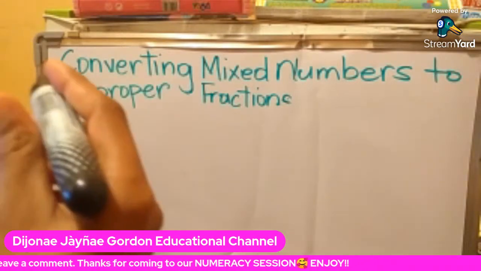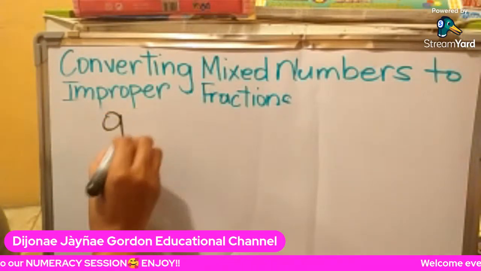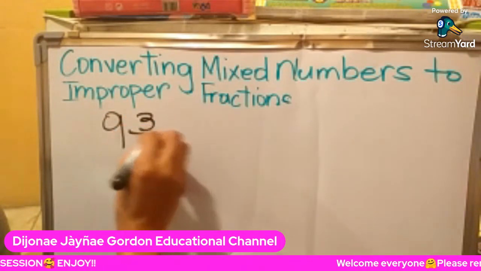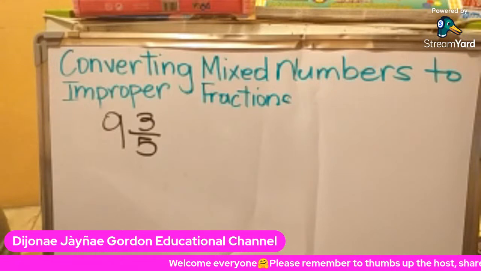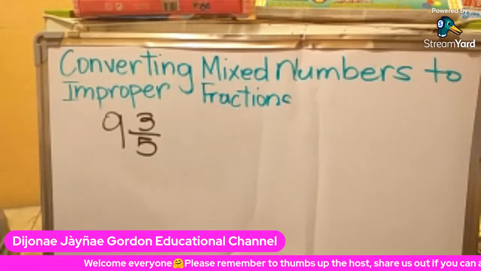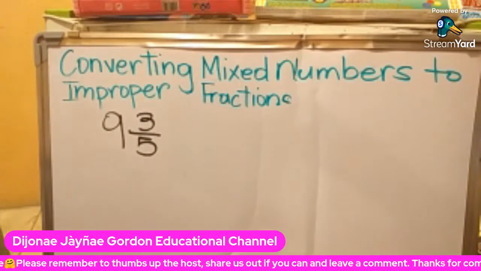So we're going to take another one. So we have 9 and 3 over 5. Who is going to get that one? 9 and 3 over 5.